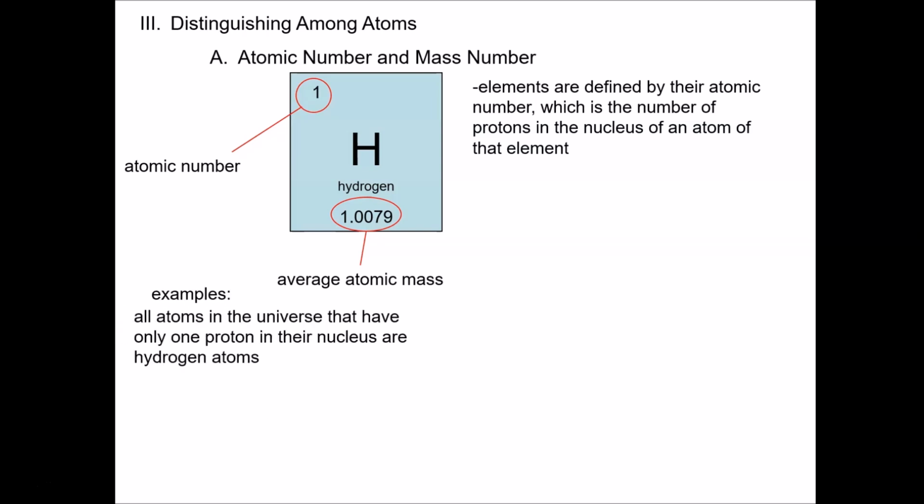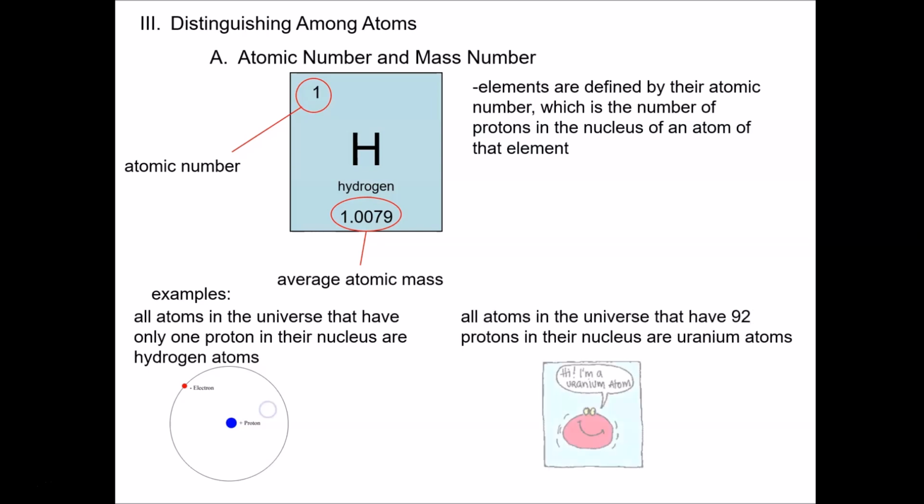So we just said that hydrogens always have 1 proton, right? And again, it doesn't matter how many neutrons. They could have no neutrons. But as long as they have 1 proton, they would be hydrogen. And if you look on the periodic table, you'll notice that uranium, which is way down at the bottom there, has 92 protons because its atomic number is 92. And so all atoms that have 92 protons, no matter how many neutrons they have, no matter how many electrons they have, are uranium atoms.